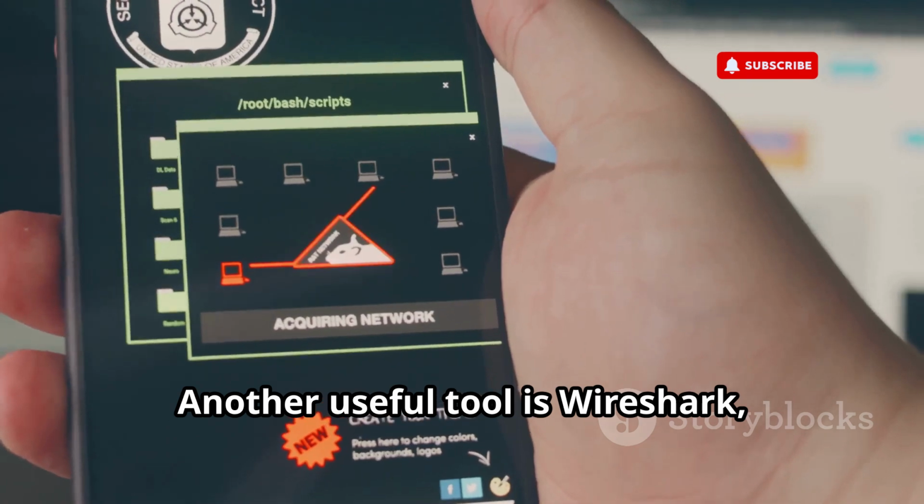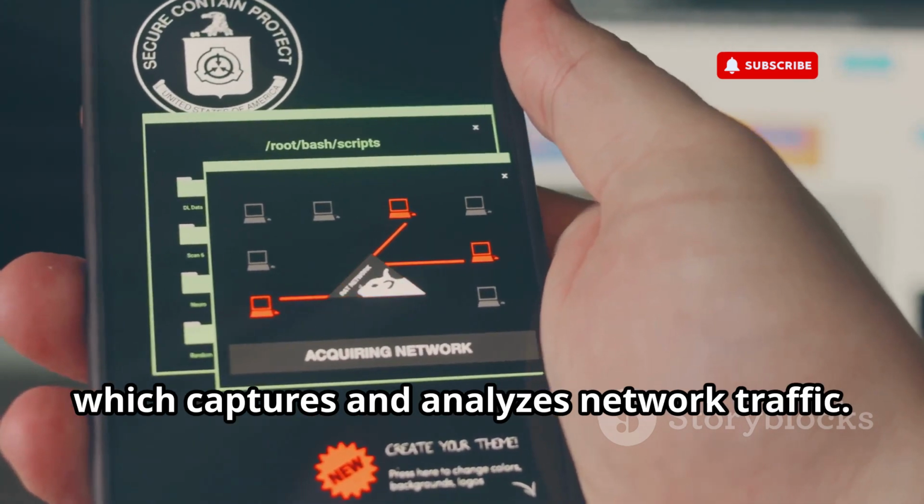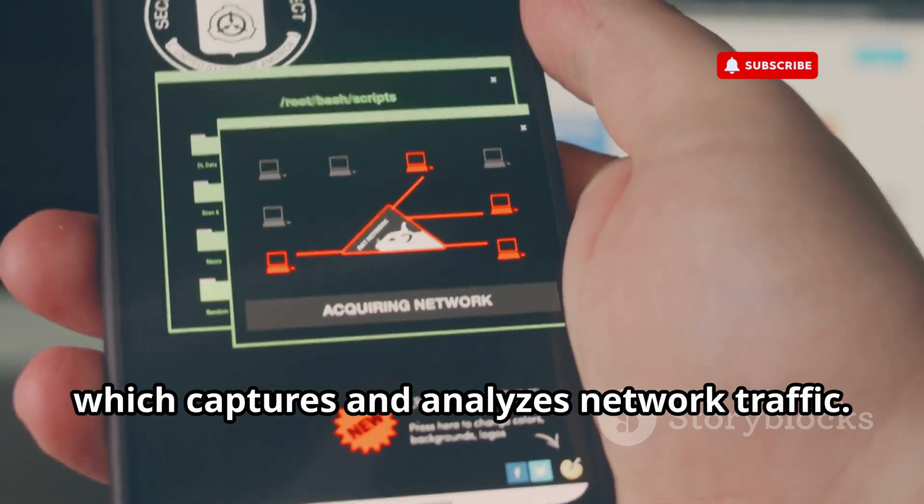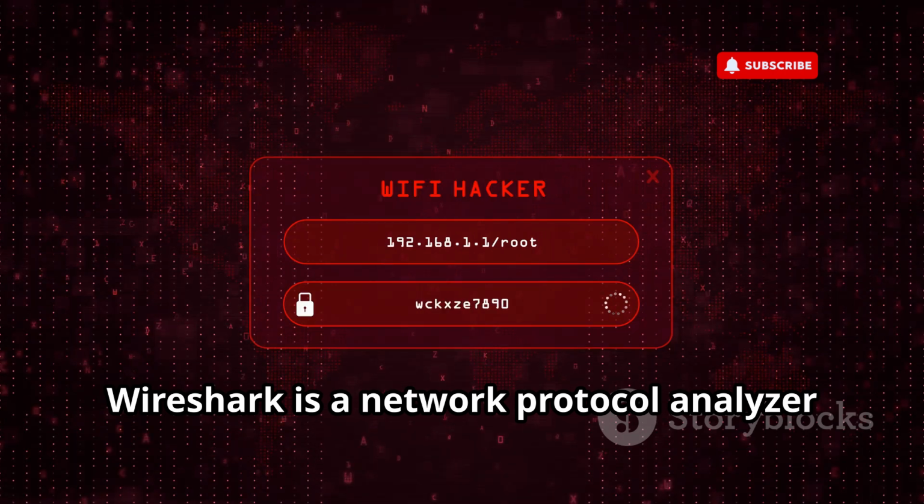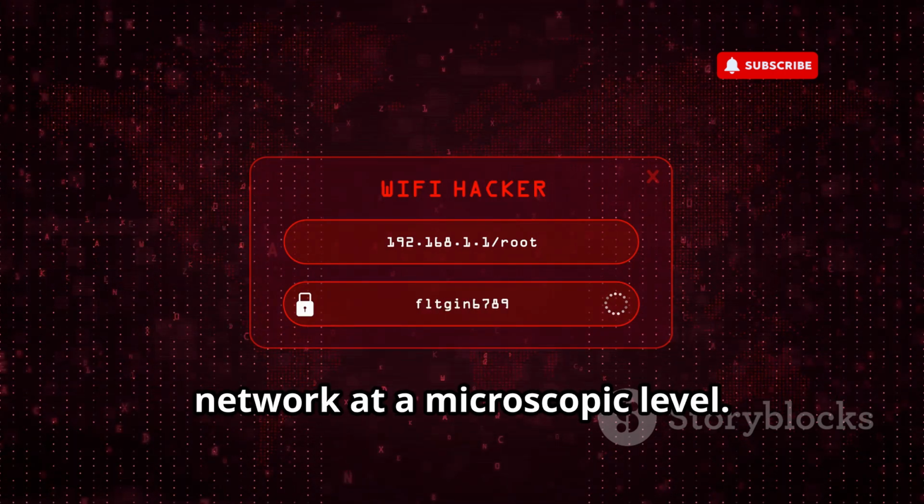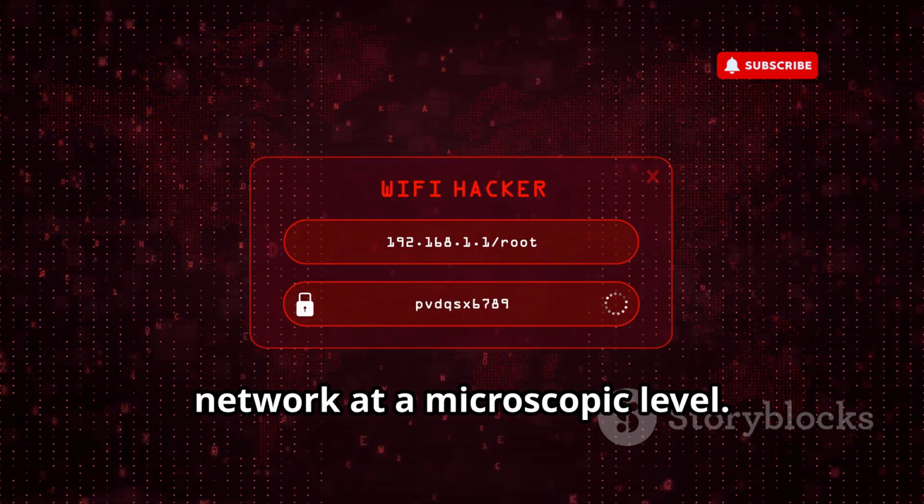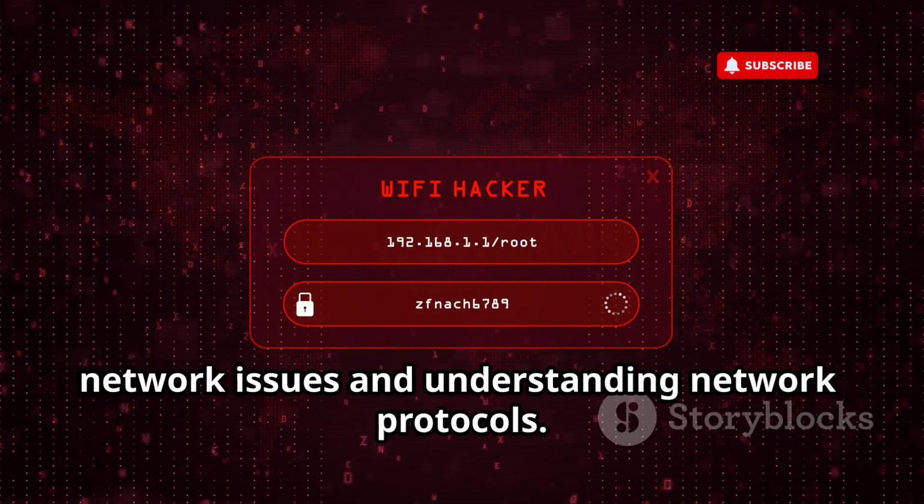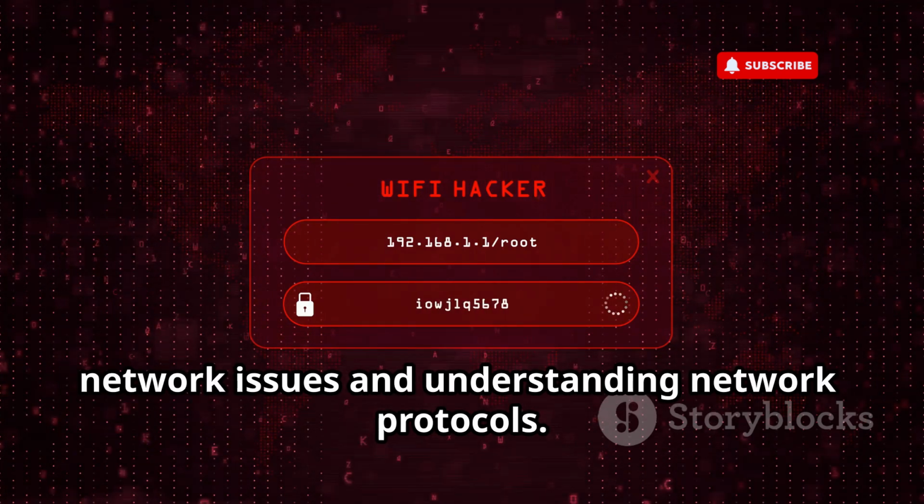Another useful tool is Wireshark, which captures and analyzes network traffic. Wireshark is a network protocol analyzer that lets you see what's happening on your network at a microscopic level. It's an invaluable tool for diagnosing network issues and understanding network protocols.